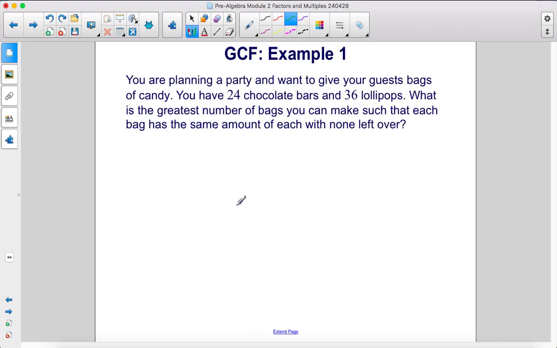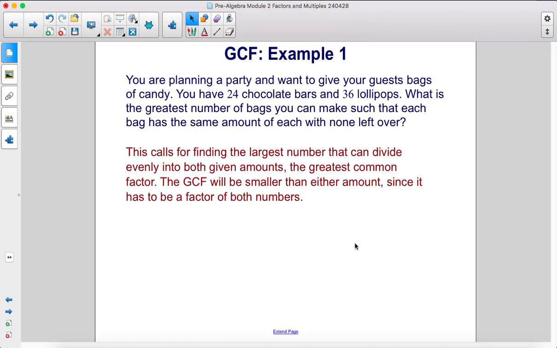You are planning a party and want to give your guests bags of candy. You have 24 chocolate bars and 36 lollipops. What is the greatest number of bags you can make such that each bag has the same amount of each kind of candy, with none left over? This calls for finding the largest number that can divide evenly into both given amounts, the greatest common factor. The GCF will be smaller than either amount since it has to be a factor of both numbers.